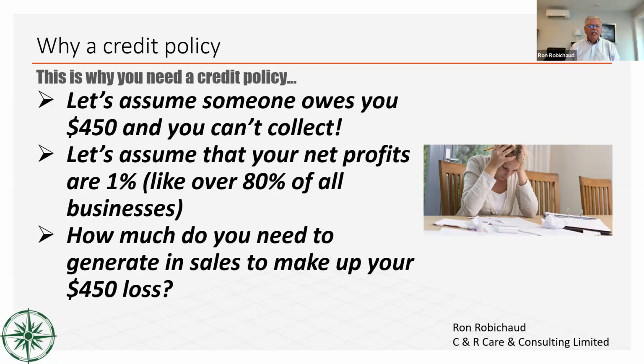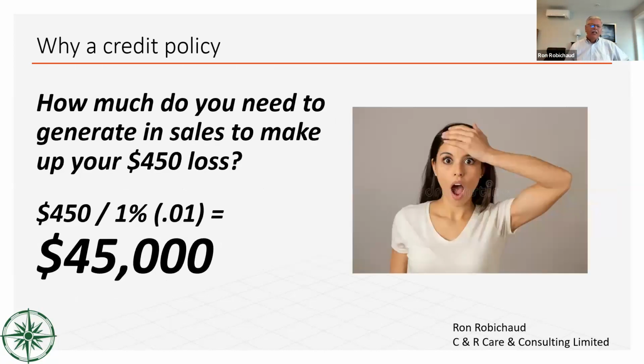How much do we need to generate in sales in order to make up our $450 loss? And this wasn't even our fault. We just accepted a bad check, but we didn't know it was stolen. If the clerk had asked for ID... we changed the rules after that, but it happens. So just to let you know, we need to sell $45,000 in additional sales in order to recoup our $450 loss, simply because we're making 1% net profit.